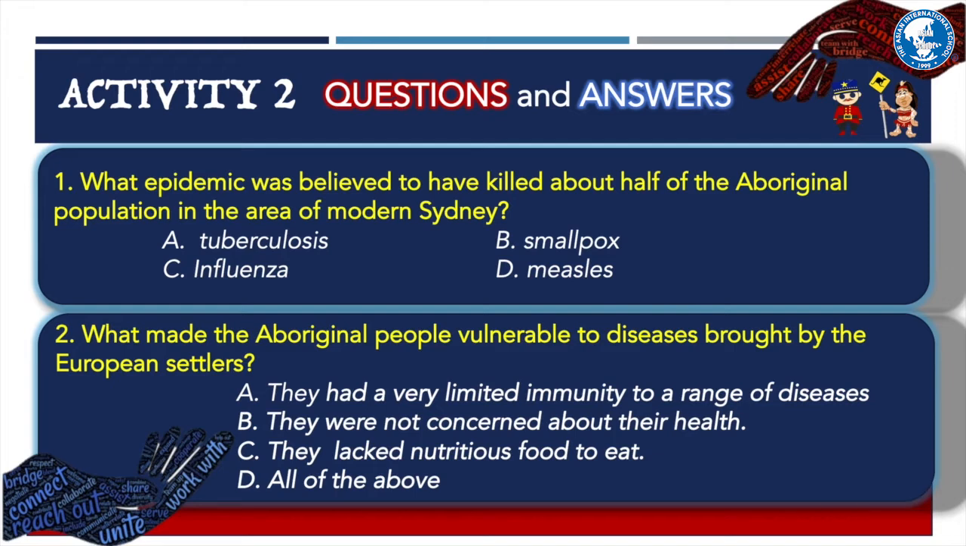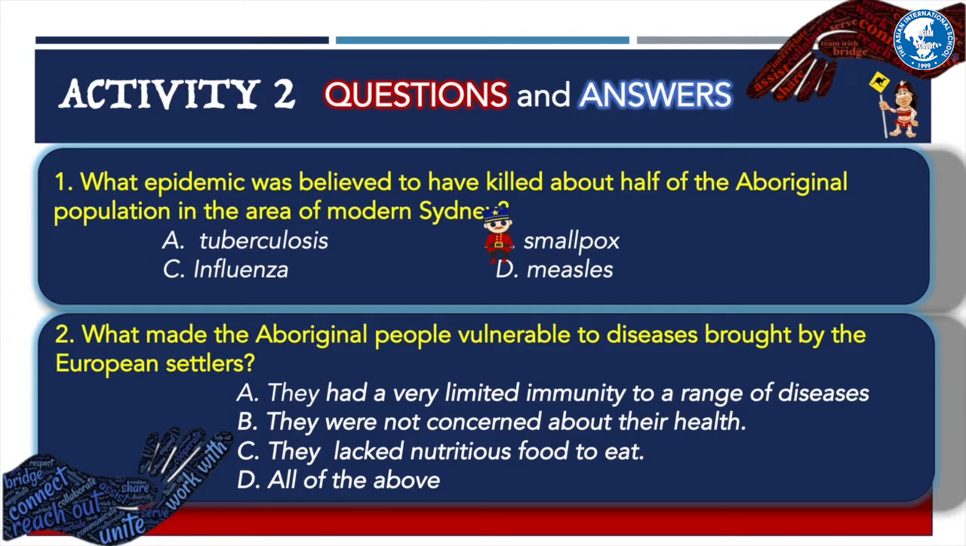Okay, now let's check your answer. For number 1, what epidemic was believed to have killed about half of the original population in the area of modern Sydney? Is it A, tuberculosis, B, smallpox, C, influenza, or D, measles? And the correct answer is smallpox. Okay, good. Next, number 2.